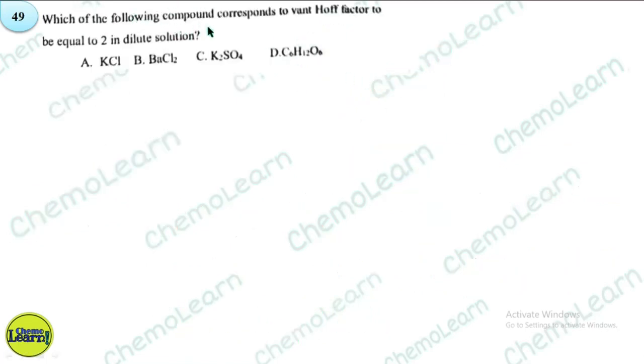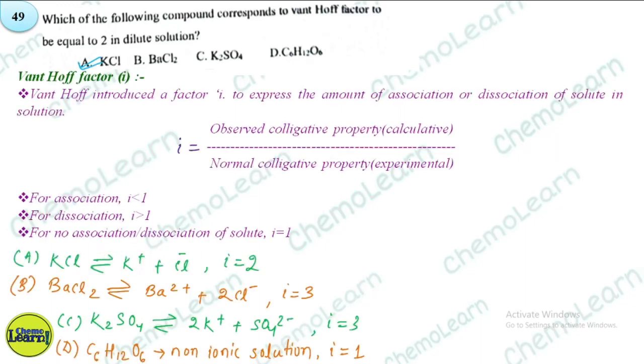Which of the following compounds corresponds to Van't Hoff factor equal to dilute solution? KCl, BaCl2, K2SO4, C6H12O6. See, what is Van't Hoff factor? Van't Hoff introduced a factor i to express the amount of association or dissociation of solute. So this question is from the solution chapter, or colligative properties.